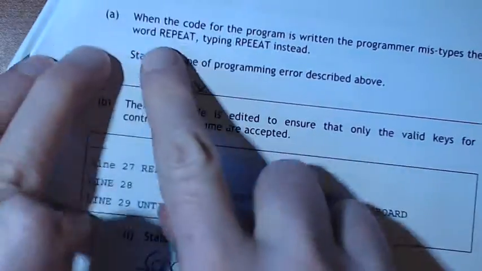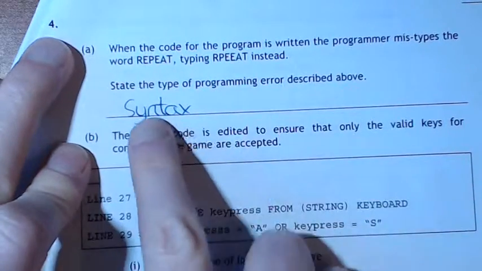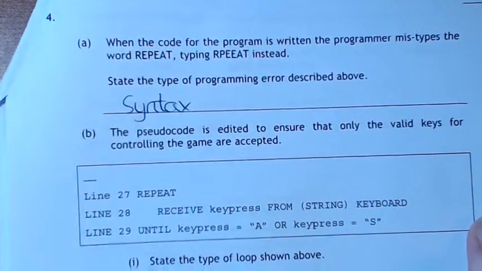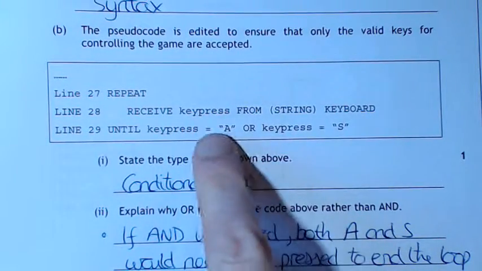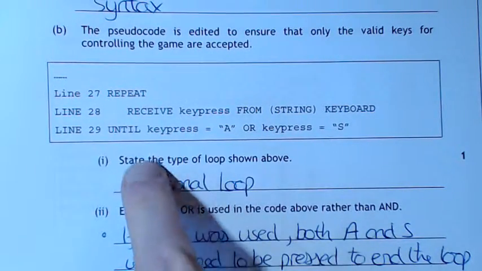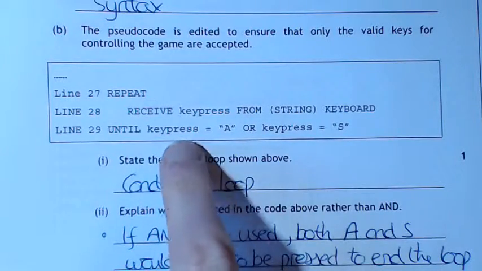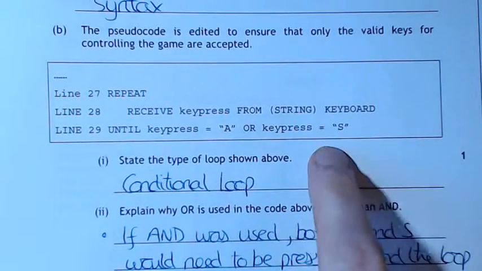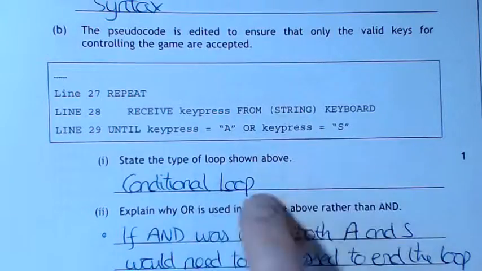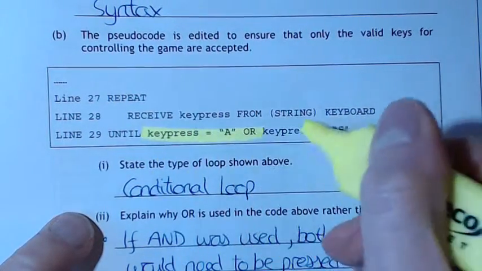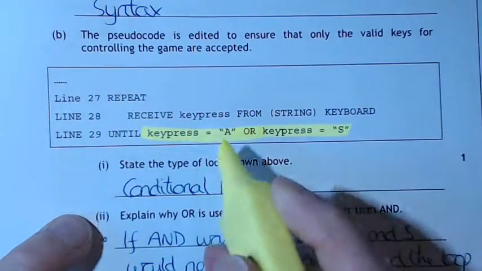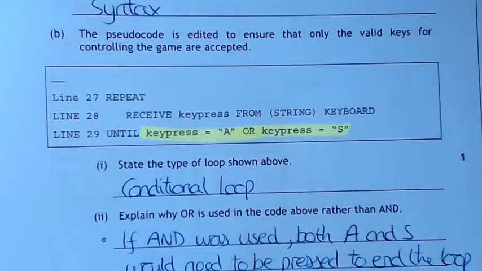Right, if you look here, they spelt repeat wrong, so that's a syntax error. Right? And if you have a wee look at this, basically it's going to ask you to type in a value, and it keeps on asking until you've pressed either an A or an S. Okay, and the fact that that's a condition means it's a conditional loop, so it will keep on asking you for the value until this condition's been satisfied.